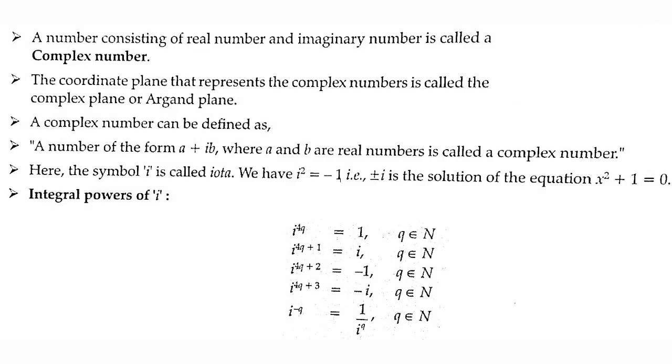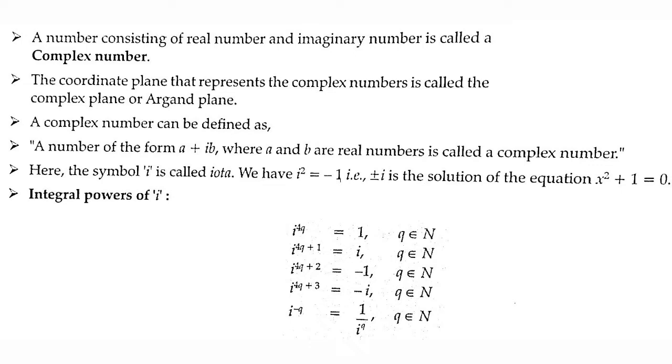Students, first of all we will see the basic concepts. A number consisting of real number and imaginary number is called a complex number. Means complex number consists of which two numbers? Real numbers and imaginary numbers.